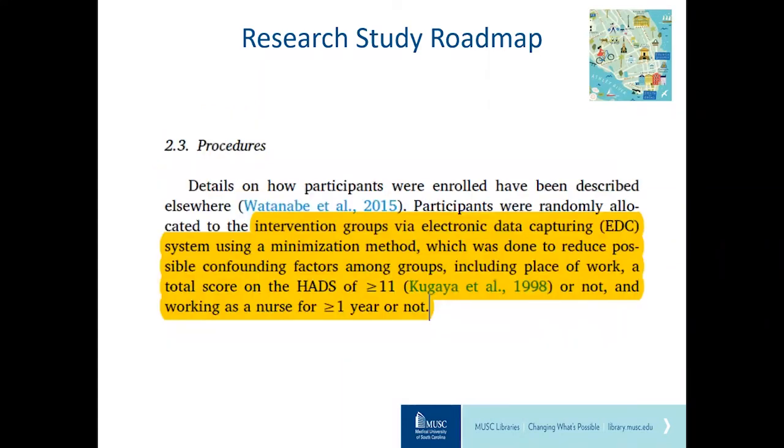And then to take it a step further, the procedures section gives details about that randomization procedure. They talk about using a minimization method. Minimization is a dynamic randomization algorithm that's really designed to minimize imbalances between treatments, taking stratification factors into account. So they did not do just a simple randomization, but they did a complex randomization in this study.